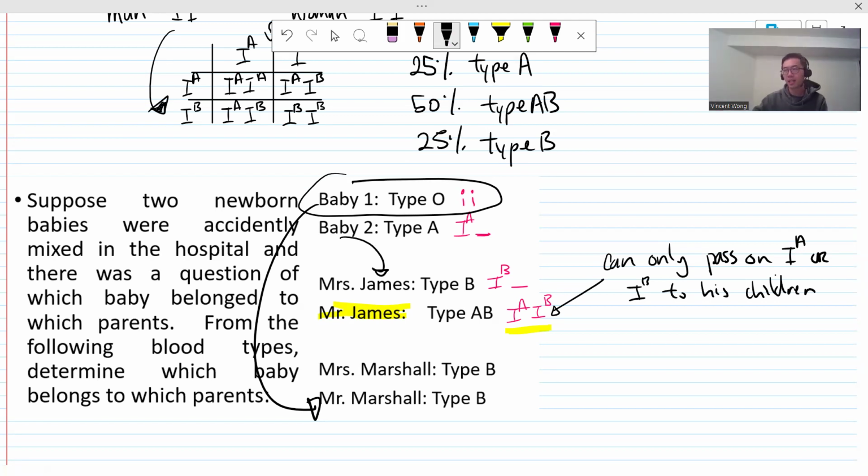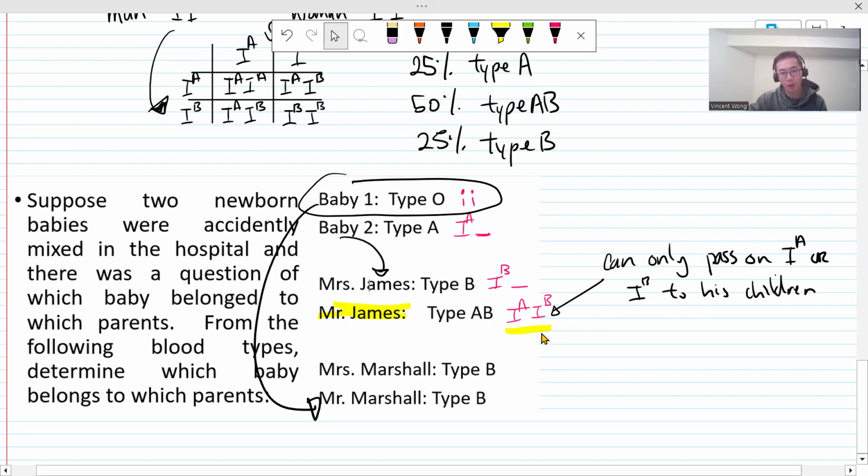Okay. Let's think about that logic again. If he's AB, it's not possible for him to have a type O child, regardless of who he marries. The wife can be O, the wife could be AB, the wife could be whatever. It doesn't matter, because if you are AB, you do not have a little i to pass on, and you need to pass on a little i to make a type O child. Any questions on that?